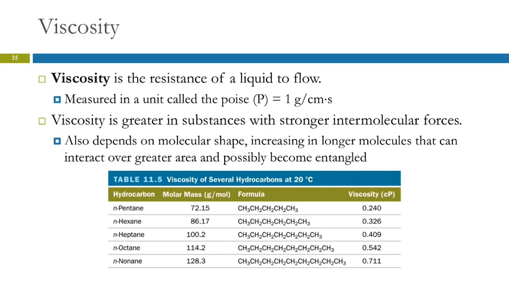Octane molecules, because they're twisty, can become tangled up in each other. And so in addition to stronger dispersion forces, they can just literally get tangled up. And so the viscosity there is greater than for a smaller molecule that is less tangly. Okay? Any questions?